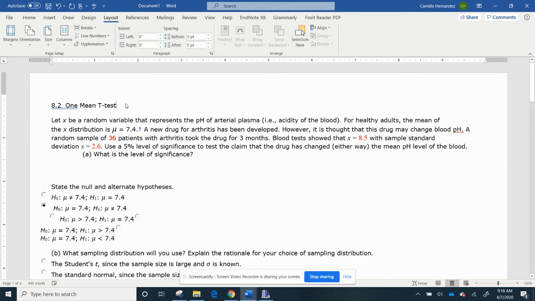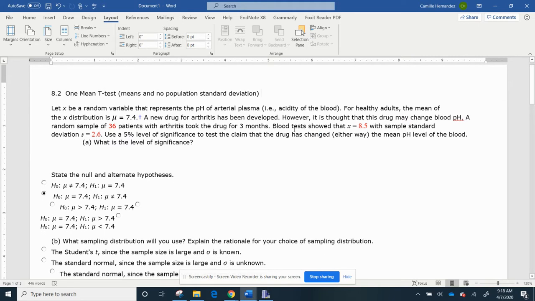Okay, the reason we call it t-test is because when we're dealing with means and no population standard deviation, then we know it's a one mean z-test. Okay, so let's see what's going on.